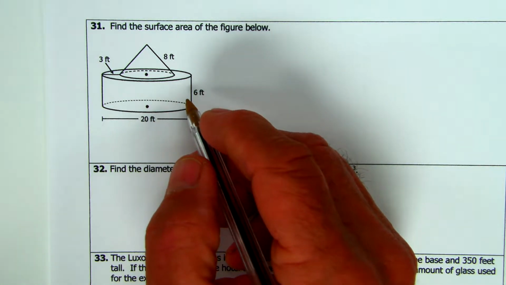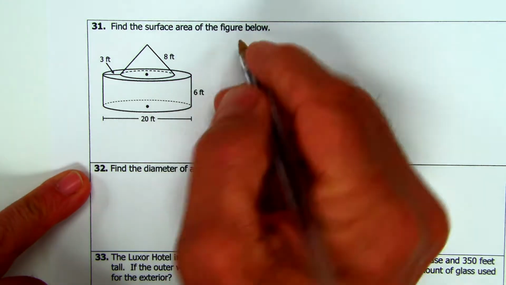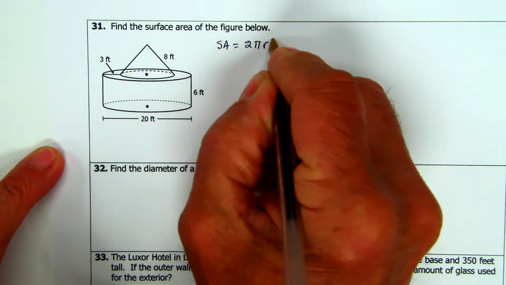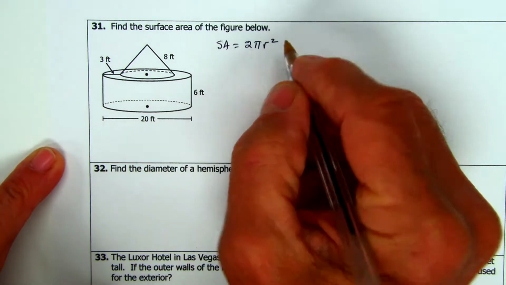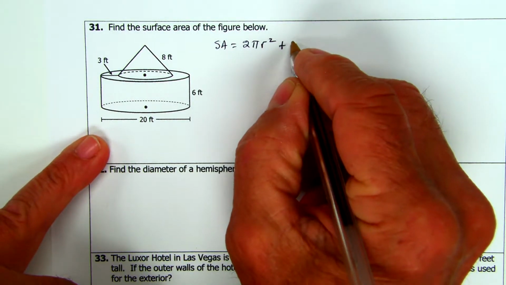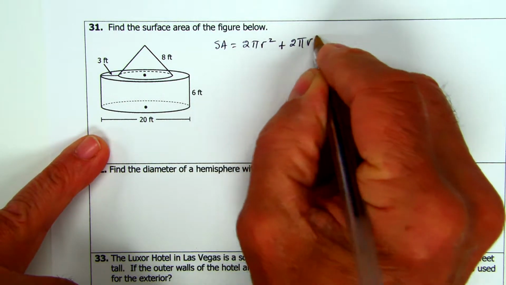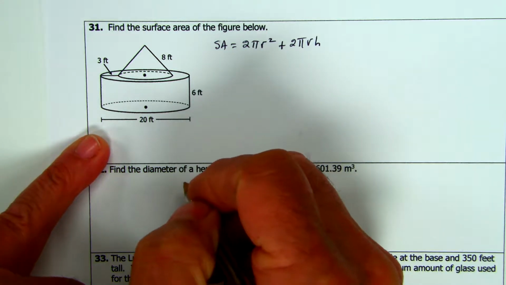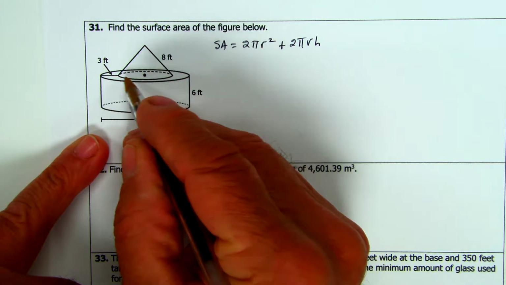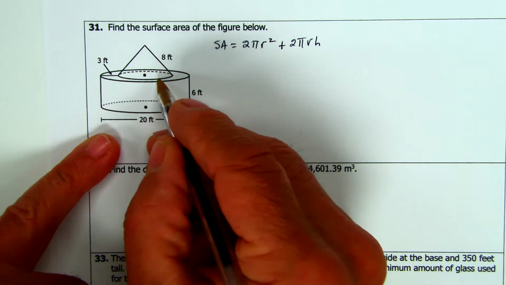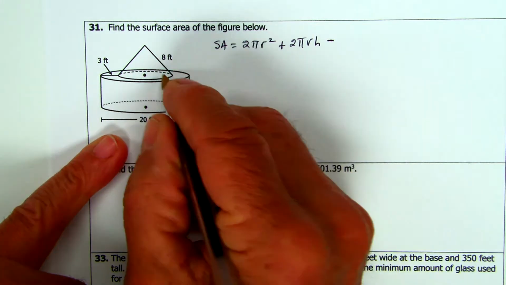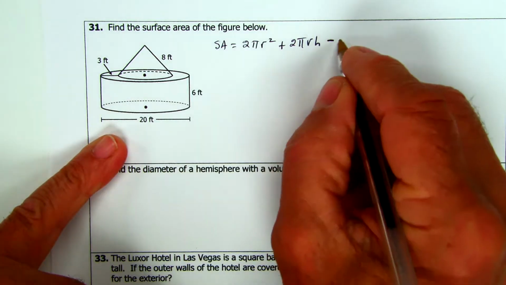the surface area of a cylinder would be 2 pi r squared, that'd cover the top and the bottom, plus the lateral part, which would be 2 pi r h. But we have to then consider that this part is not visible. It's covered. So we'll have to subtract that. So that would be minus that circle that's covered there, pi r squared.